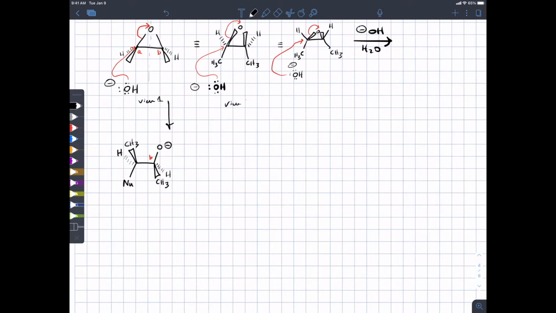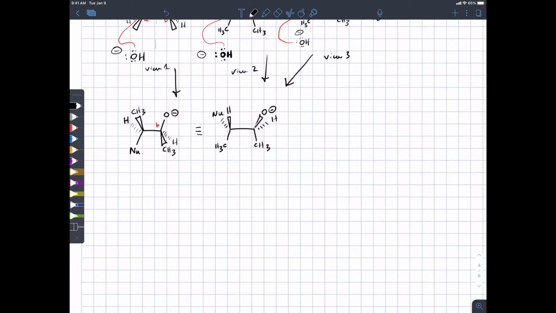And alternatively, from view 2, we could keep the two methyl groups like this. We would have the negatively charged oxygen here, proton would be up, and nucleophile would be down. And I think if we reasoned through it, we would get the same answer from view 3. The key point is inversion of stereochemical configuration. All right? That may take some practice.